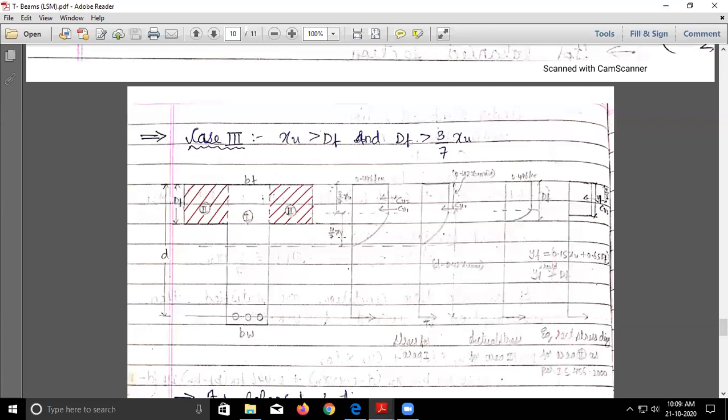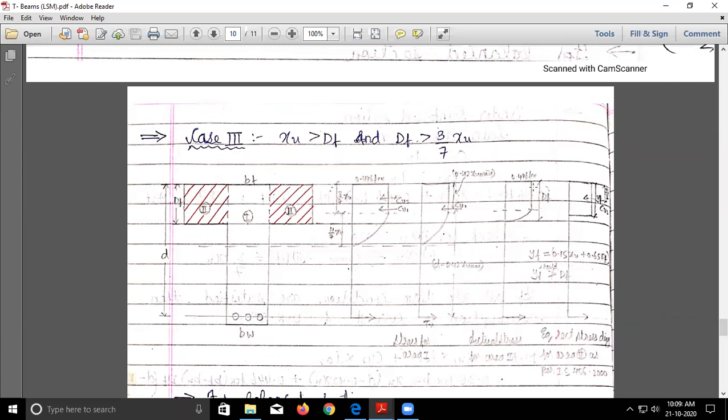So in this case, how are we going to analyze? That is what we are going to see. So this is the stress diagram. Again I have differentiated this into area 1 and area 2, the web area and the flange area. Now this diagram is for stress area 1. In this diagram you can see CU1 will act at 0.42 XU max and the lever arm distance is nothing but D minus 0.42 XU.